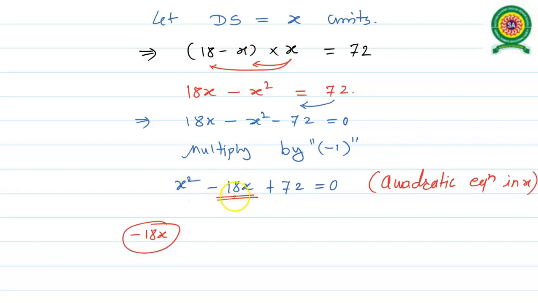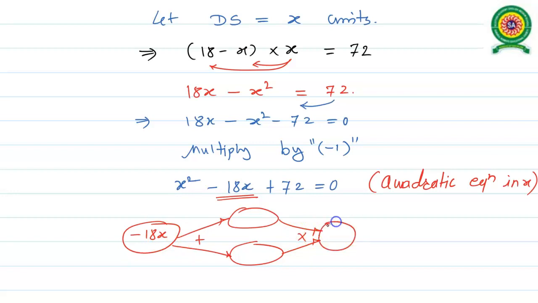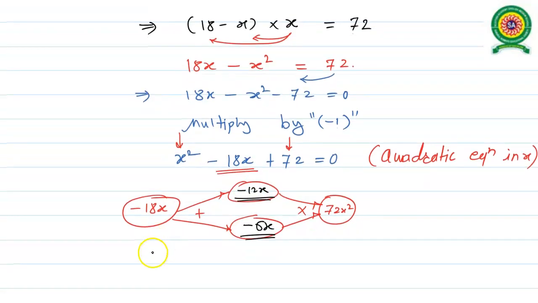So the middle term of the quadratic equation is minus 18x. We have to split it into two terms such that their addition is minus 18x and simultaneously their product is the product of the first and last term, meaning 72x square. So which two terms are there? Adding gives us minus 18x and multiplying gives us 72x square. So the two terms are minus 12x and minus 6x. Now I am splitting the middle term in the form minus 12x minus 6x.